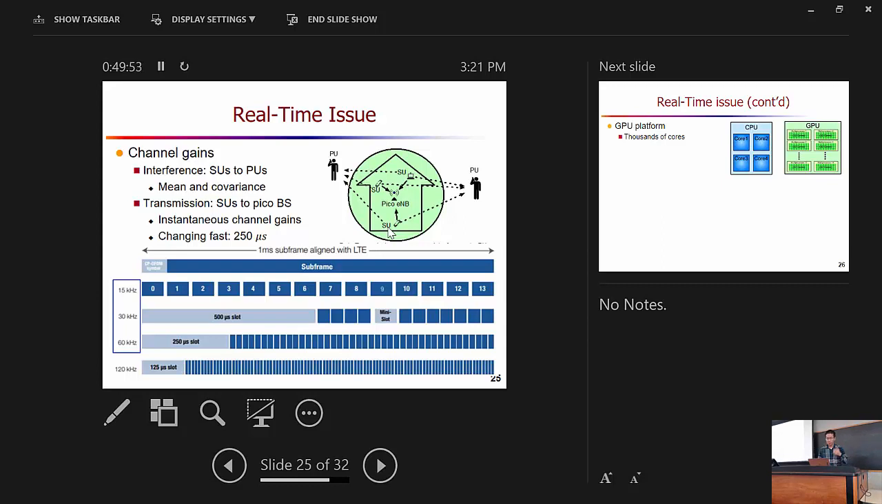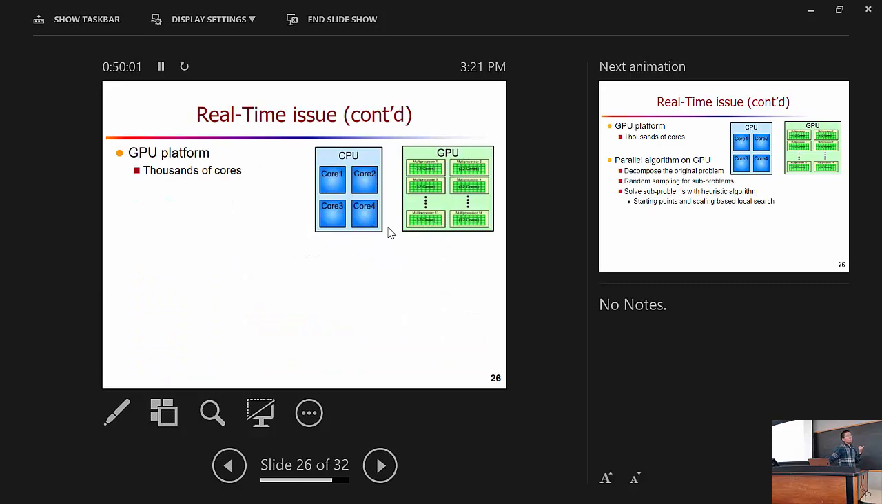And in our previous works, we did it on CPU, at the second level, which is too slow to solve the problem. So what we do is we rely on a GPU platform. If you have heard about GPUs, the main difference is that a CPU has several cores, fewer than 16 for most CPUs, but a GPU has thousands of cores, although each core is less capable than a CPU core. Okay.